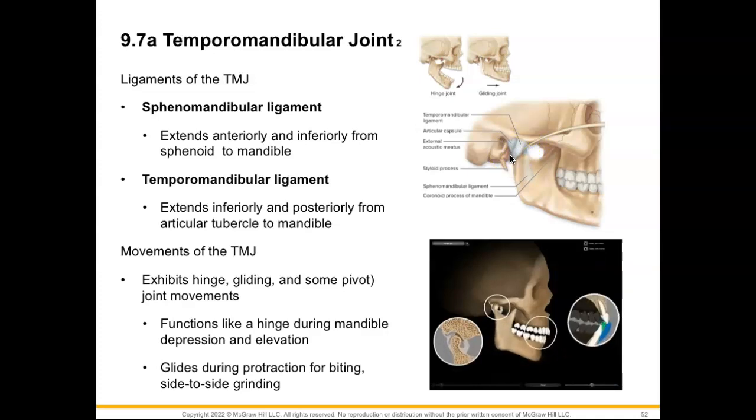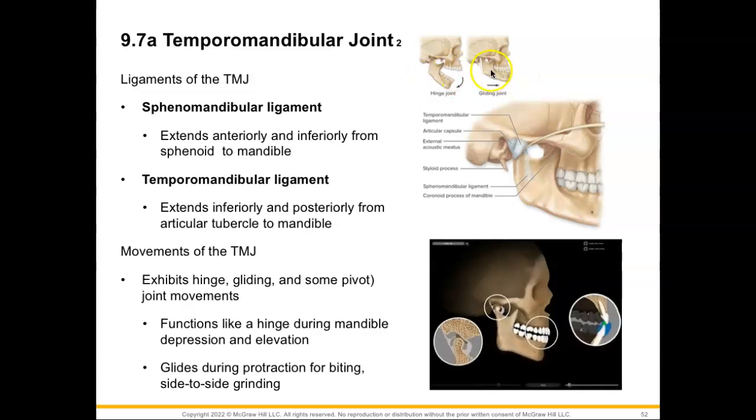And let's talk about some of the movements that take place at the TMJ. We're going to be able to see that we have it serving as a hinge joint. It's also going to be able to glide anteriorly and has some pivot movements. So it's functioning like a hinge when we have that depression, which we see over here. And then when we bring it back up, that's elevation.